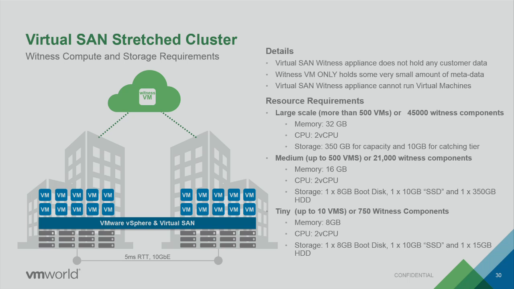All right, appliance sizing. Okay, yes, appliance sizing. So this is not related to networking per se, but let's just go over this real quick. So the Witness VM comes as a prepackaged OVA. It comes in 3 flavors, large, medium, tiny. This depends on the number of witness components, and there's a guideline over there. 45,000 witness components is a large, and so on and so forth.